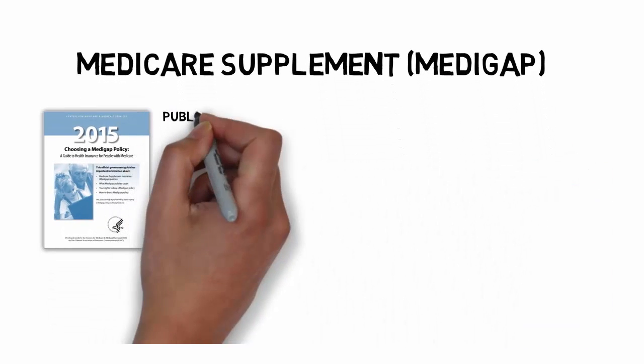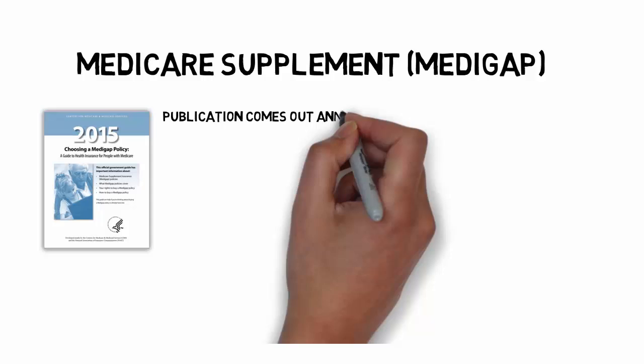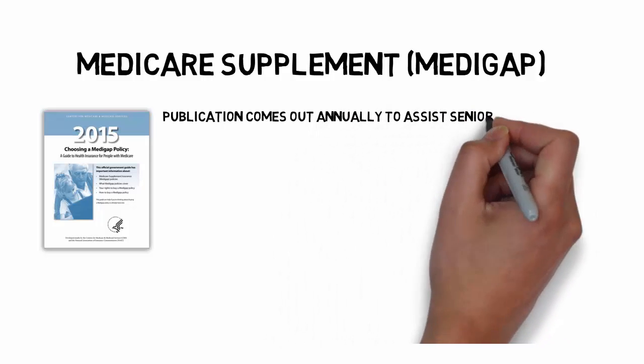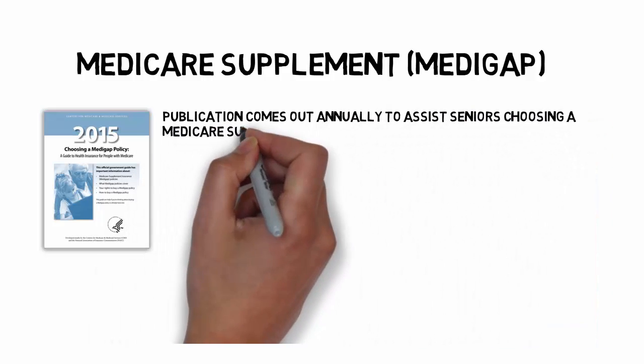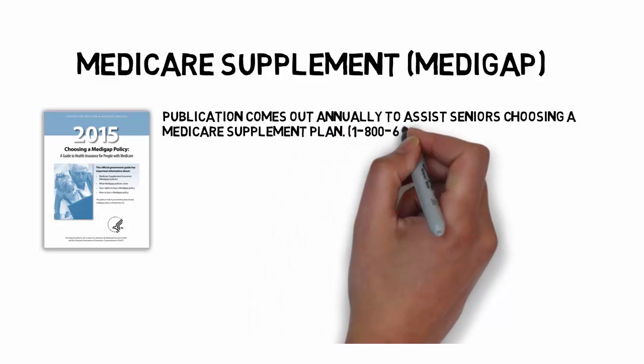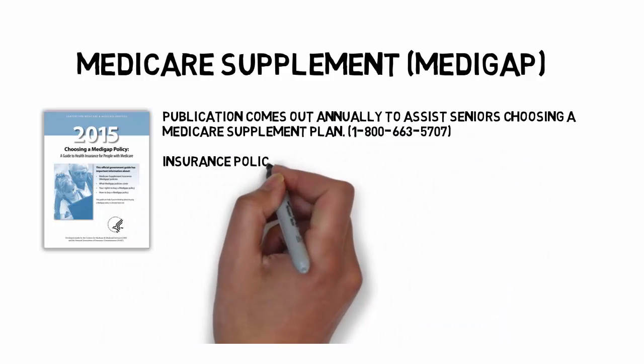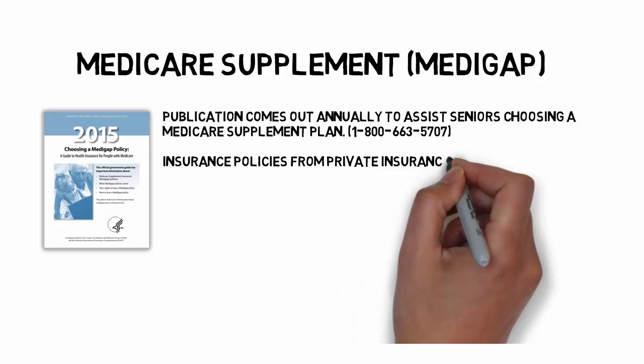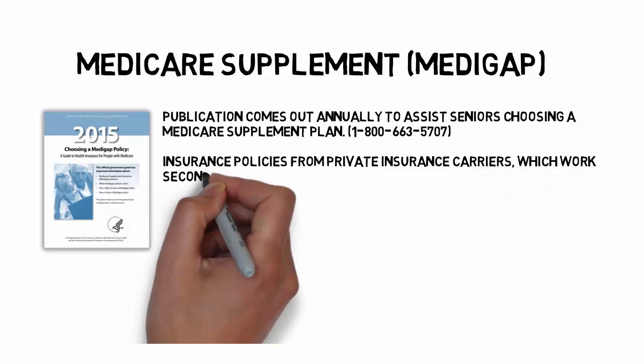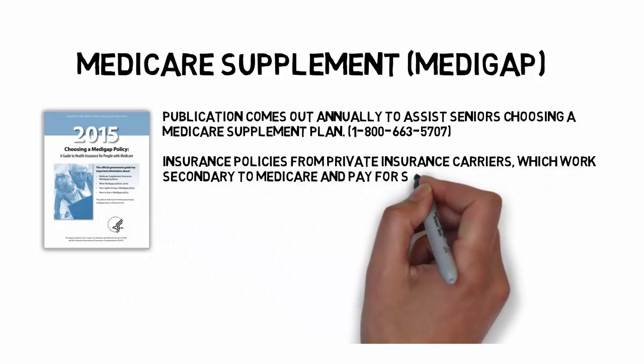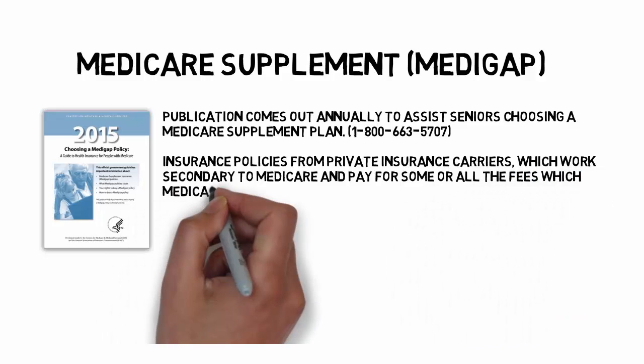This is the Choosing a Medigap or Medicare Supplement Policy publication. This publication comes out every year to assist seniors in choosing a Medigap or Medicare Supplement policy. Medicare Supplement or Medigap policies are insurance policies that are secondary to Medicare and work along with Medicare to take care of the fees and costs that Medicare itself doesn't cover.